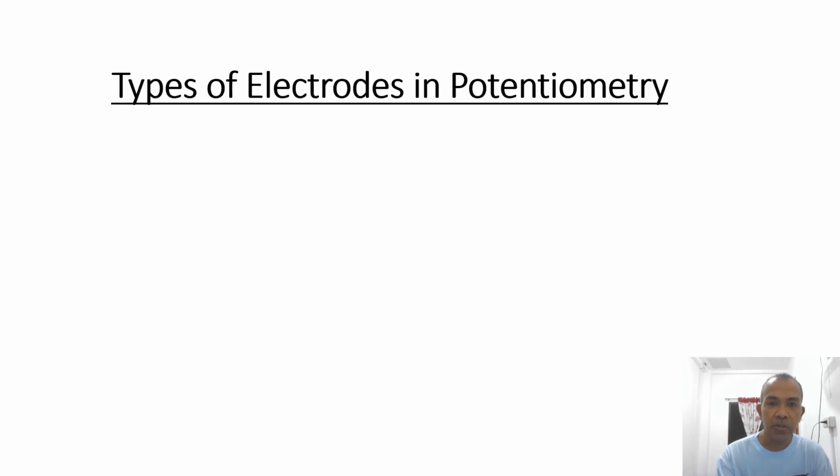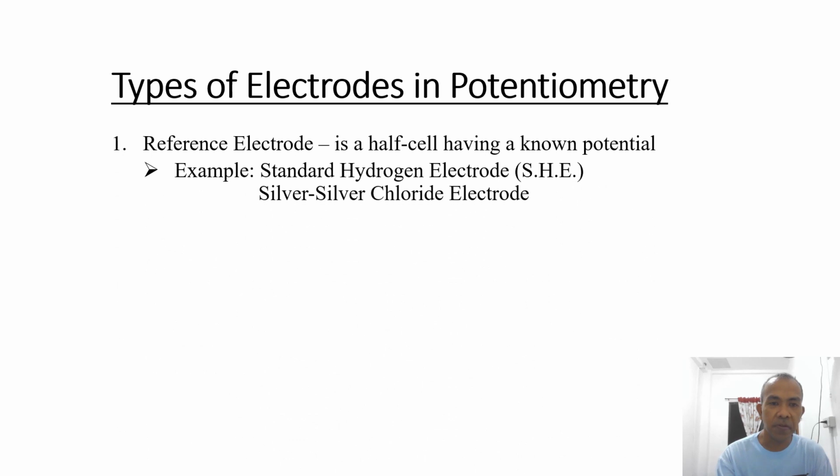So here are the types of electrodes in potentiometry. First, the reference electrode is a half cell having a known potential. Examples are SHE, standard hydrogen electrode, and silver chloride electrode. For the reference electrode, it has a constant potential. The electrode potential of the SHE is zero at all temperatures. It is also the electrode that maintains its potential and remains stable when dipped into a sample solution.